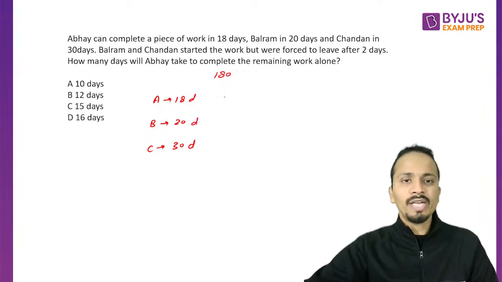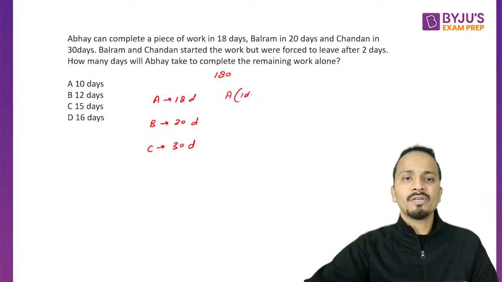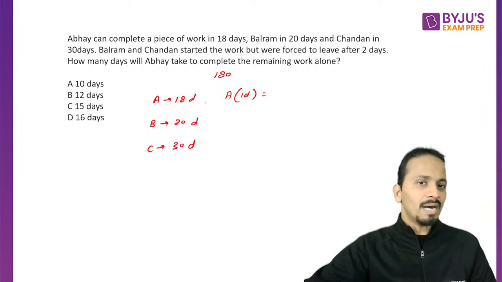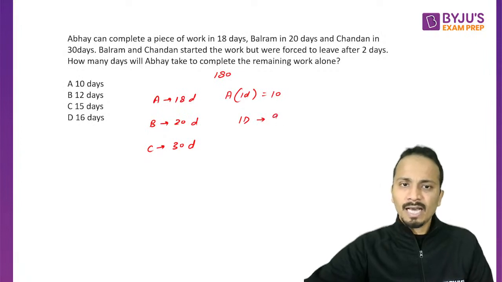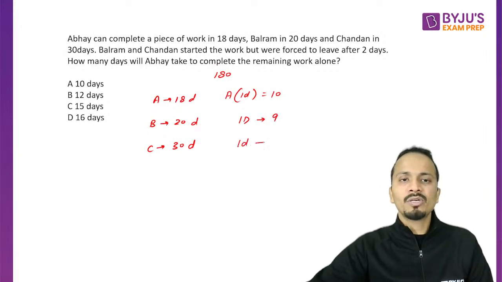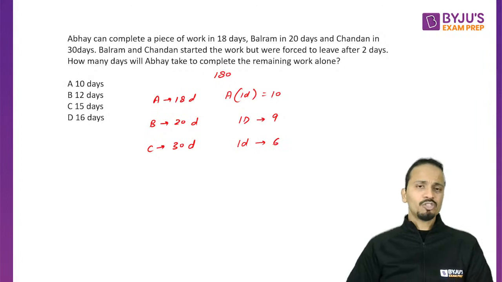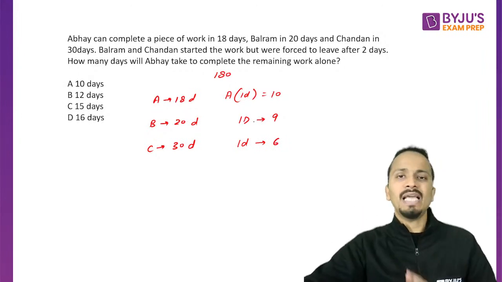Now the total work is 180. So A's 1 day work will be 180 upon 18, that is 10 units. B's 1 day work will be 9, and C's 1 day work will be 6. So these are 1 day work of A, B, and C.